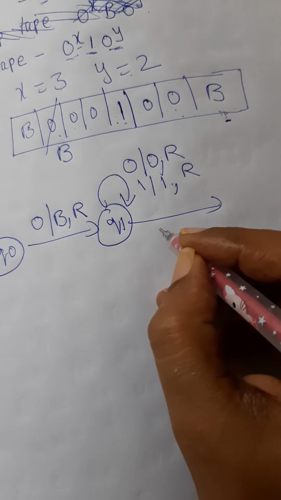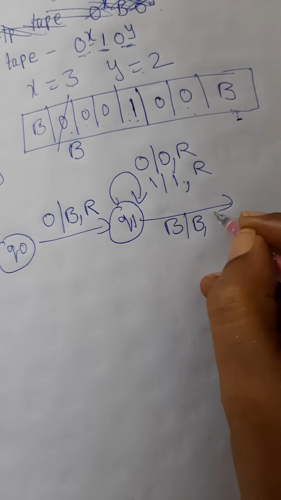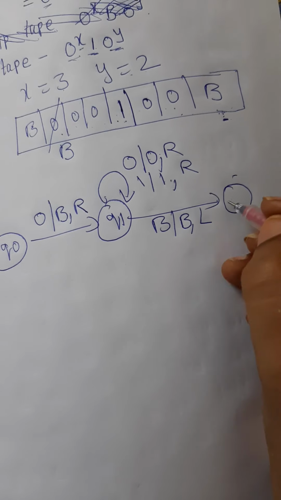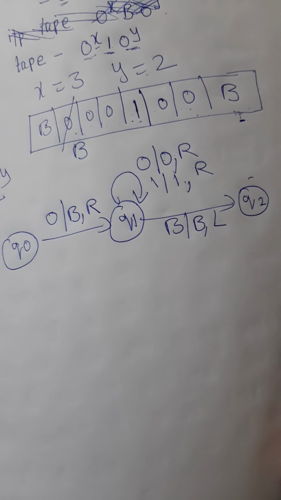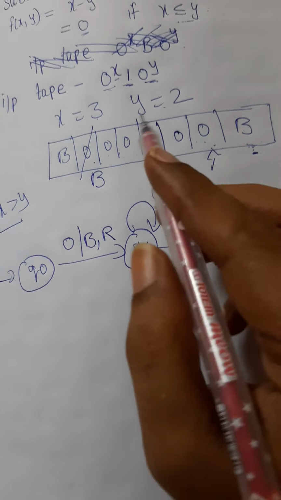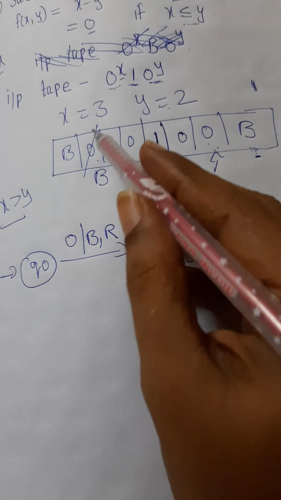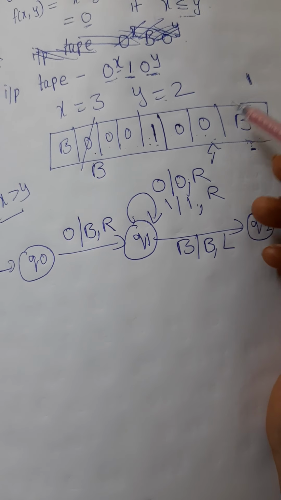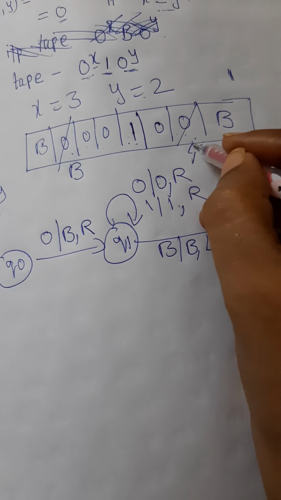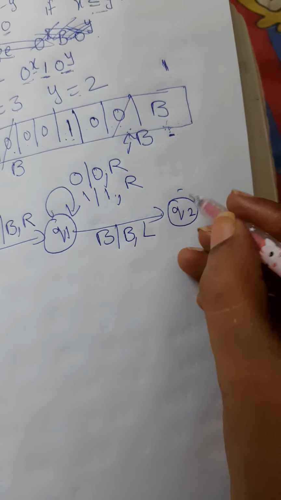Now you are seeing the blank. I am not doing anything to the blank, I am just moving left. I have changed my state; now the state is Q2, and I am here. Now 3 minus 2, we have to get the answer as 1. So this 0 and the last 0 will go for cancellation. When you move left, this 0 we have to make it blank.